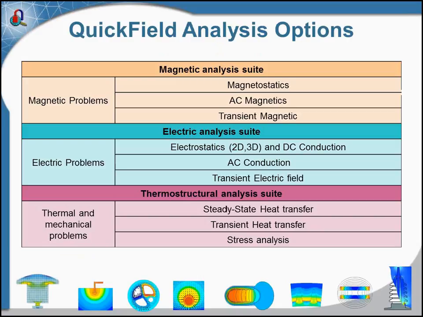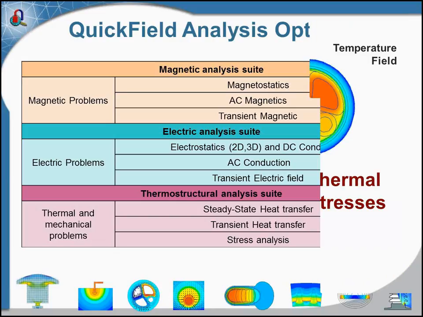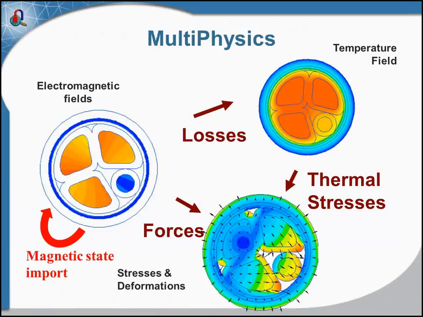QuickField is a multi-physical tool for simulation of a wide range of engineering applications. Analysis models cover electromagnetic analysis, heat transfer, and mechanical stress. These types of analysis can be performed individually or in cases when the physics is more complicated and require combined simulation. QuickField supports the coupling between different types of analysis performed on the same geometrical model.